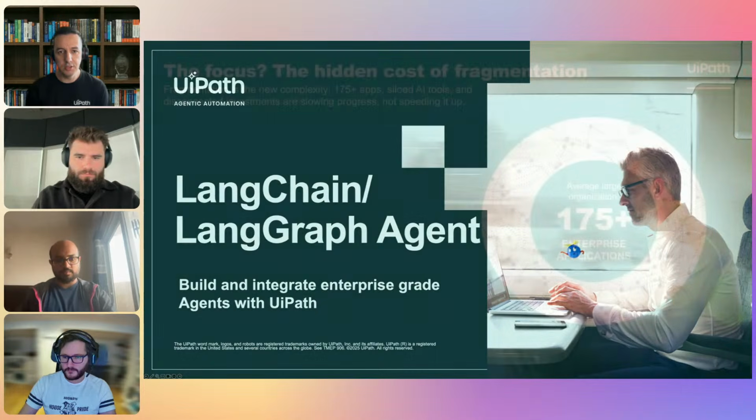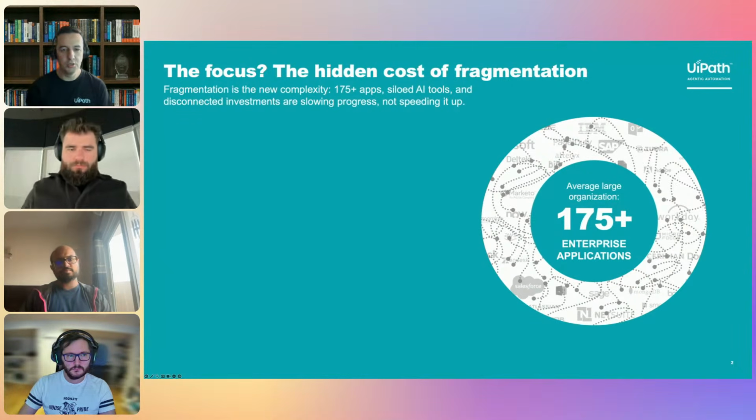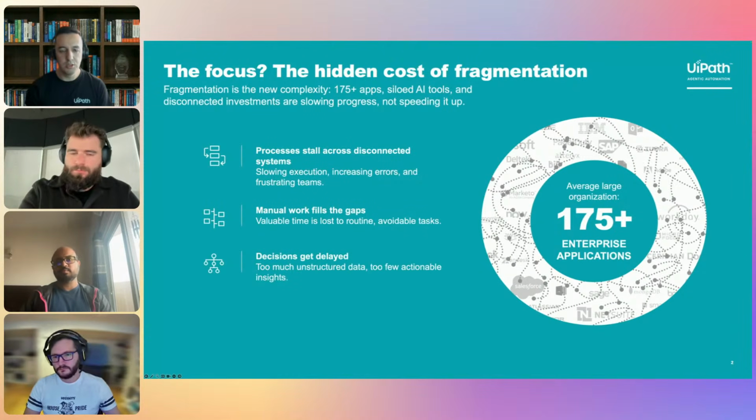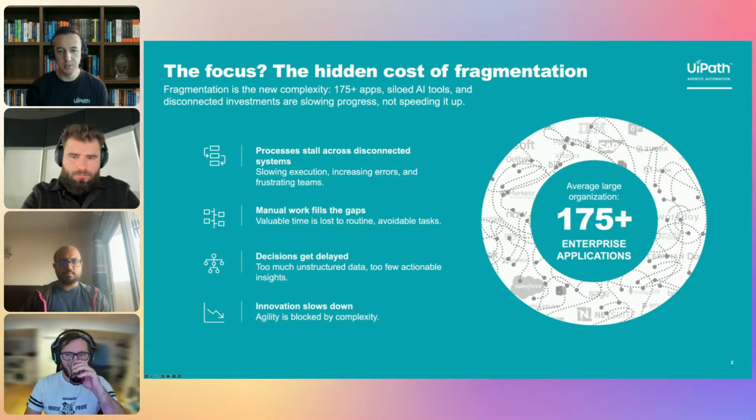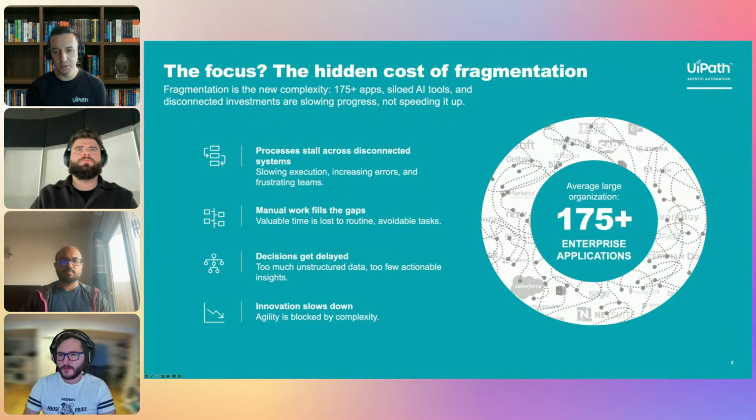Now let's set the context a bit. The real pain here is fragmentation. On average, a large enterprise runs over 175 applications, and each new AI tool, SaaS application, or point solution adds more silos, not less. Teams are building chatbots, RPAs, internal tools somewhere else, each with its own logs, governance, and maintenance. Instead of accelerating, the fragmentation often slows everything down.